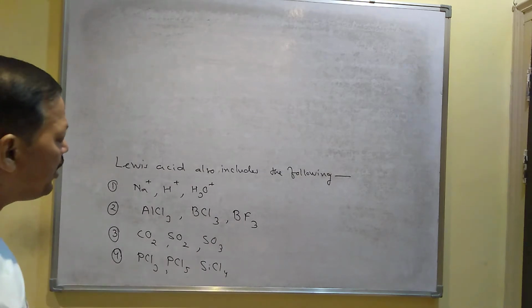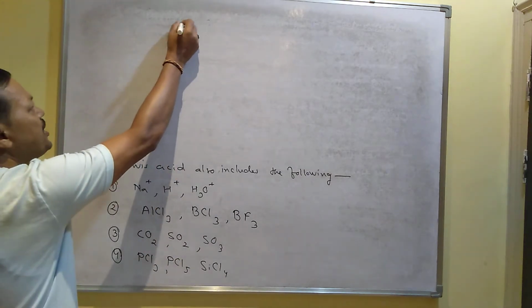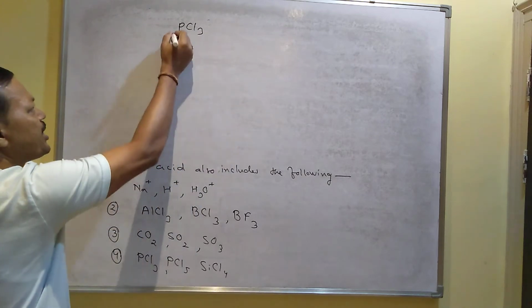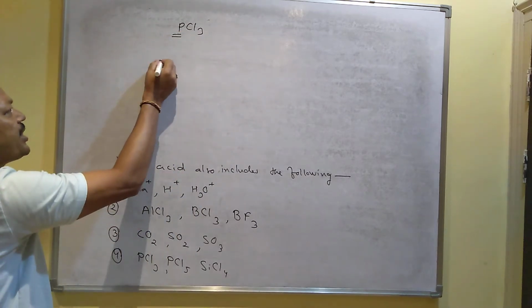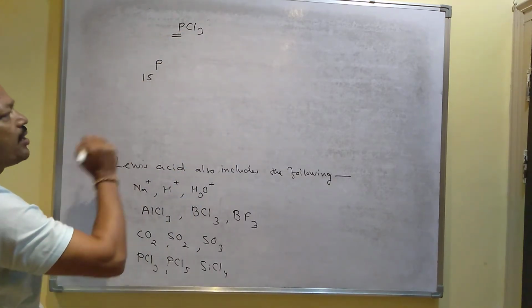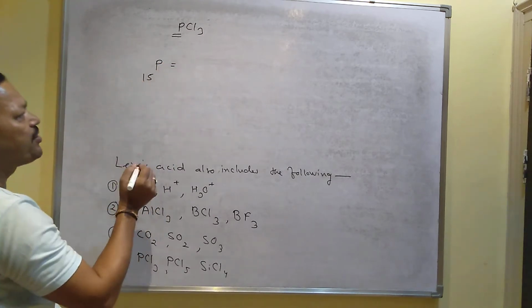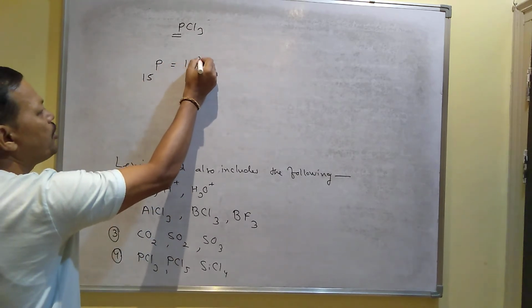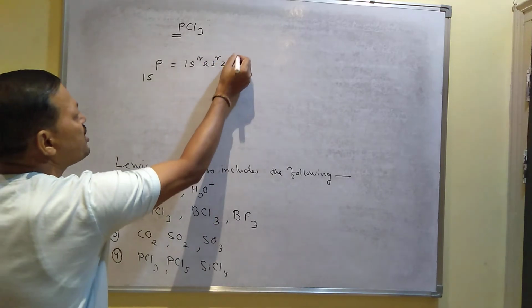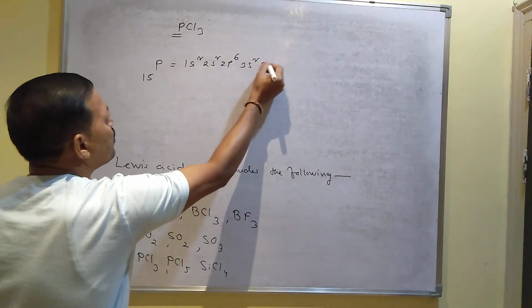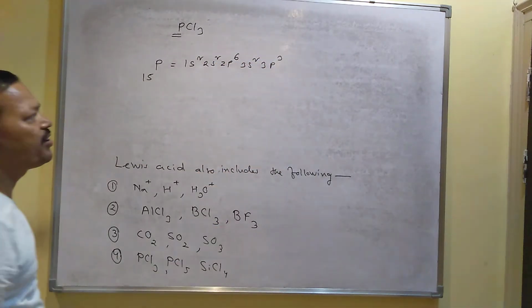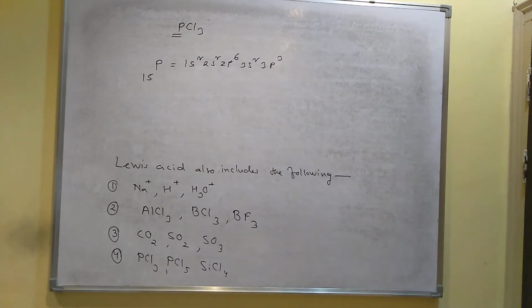Why does this type of molecule act as acid? If you consider PCl3, here the central atom is phosphorus, and as you know phosphorus atomic number is 15. If it is atomic number 15, then the configuration will be 1s2, 2s2, 2p6, 3s2, 3p3. This is the electronic configuration of phosphorus.